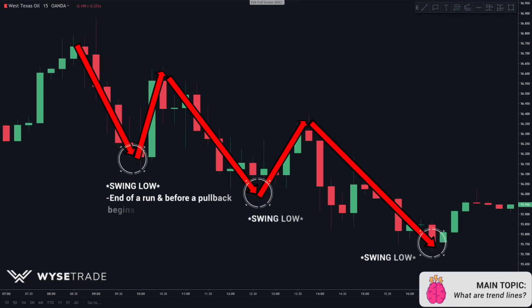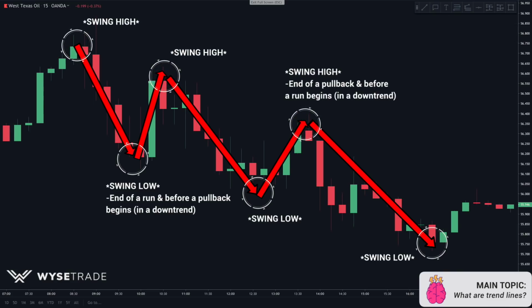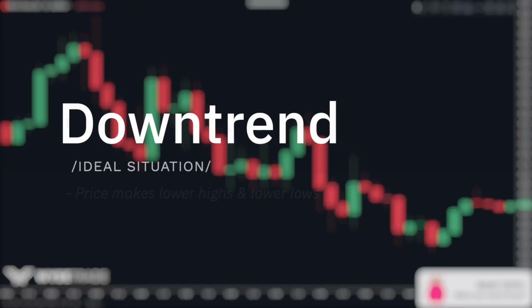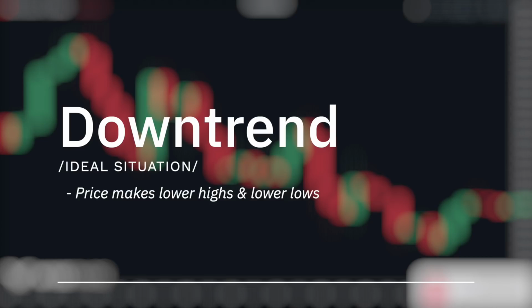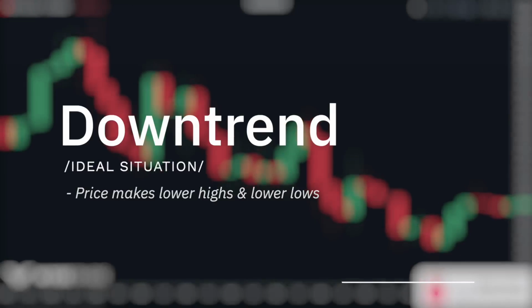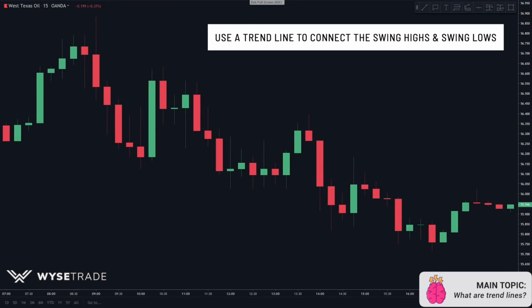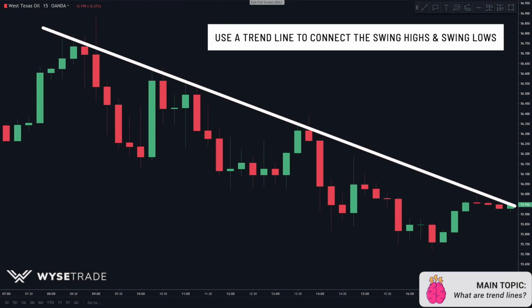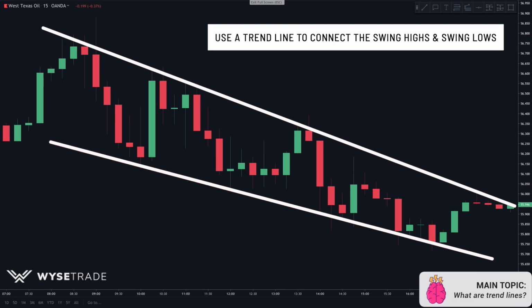At the bottom of each run, before the pullback begins, this is what we call a swing low. At the top of each pullback, before a run begins, this is what we call a swing high. So what this means is, in an ideal downtrend, price will be making lower highs and lower lows. Now, a trend line is then applied to connect the swing highs along the top and swing lows along the bottom. So let's move on to an uptrend.